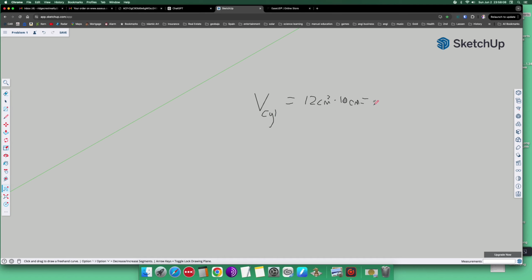Okay. It's going to be equal to 120 centimeters what? Well, we got 120 centimeters squared and another centimeter, right? Its volume is going to be cubed. There you go. So we got that.